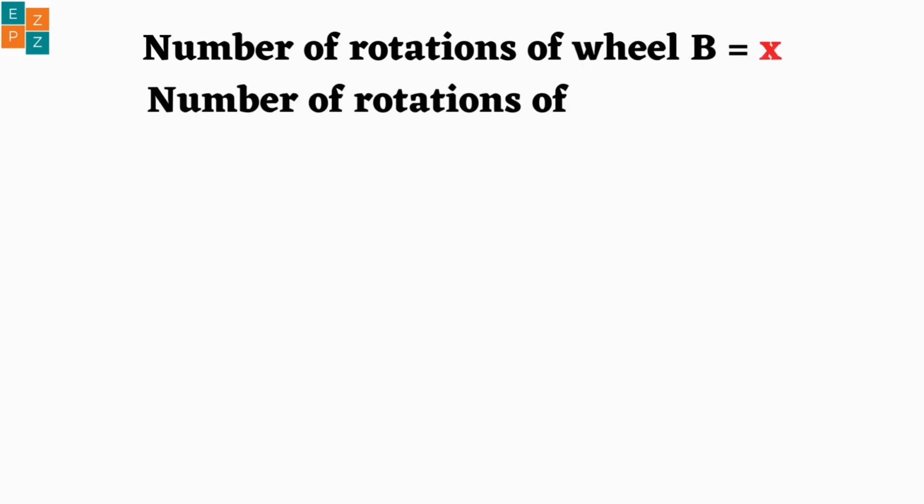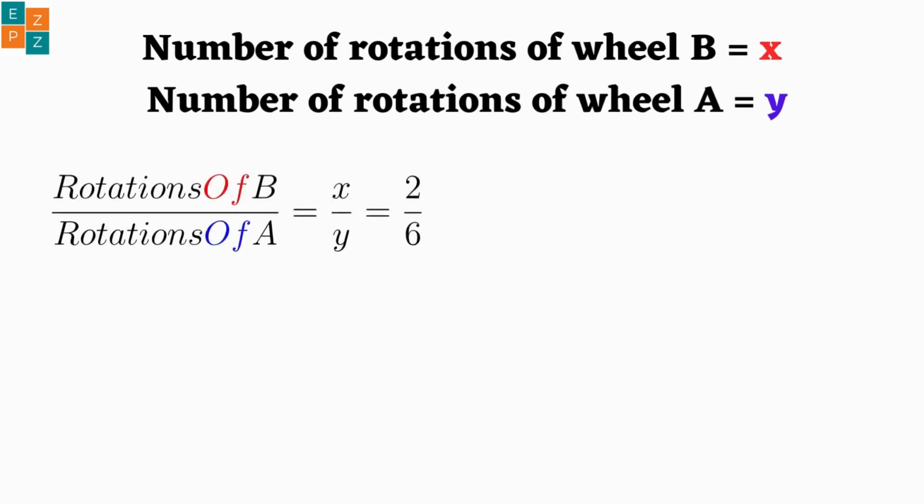Let's denote the number of rotations of wheel B as x and the number of rotations of wheel A as y. The given information can be expressed as a ratio. Rotations of B by rotations of A is equal to x by y, which is equal to 2 by 6, since wheel A rotates 6 times when wheel B rotates 2 times.